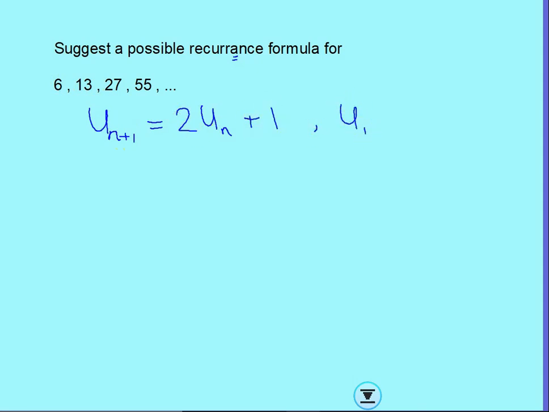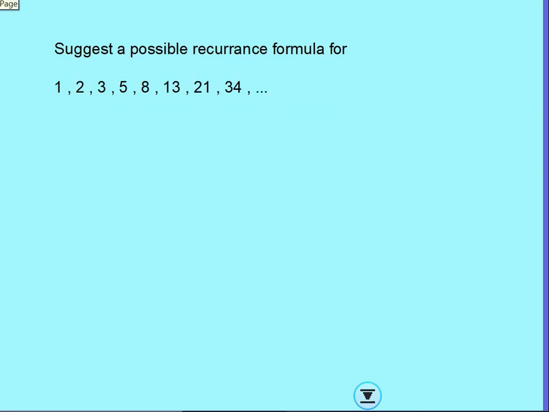And I have to specify that the first term must be 6, and if I don't do that, there's an infinite amount of sequences this could be, and I want it for this one. This one's a good one, very similar to Fibonacci. I just missed a 0 and a 1 off. So how would you write this? Have a think, pause the video, have a go.